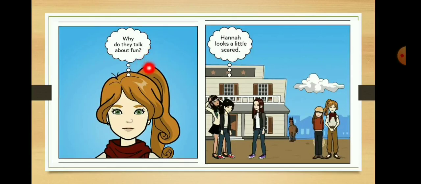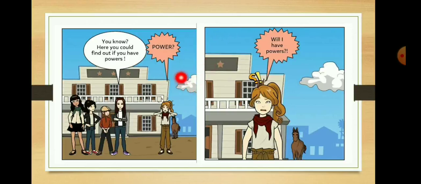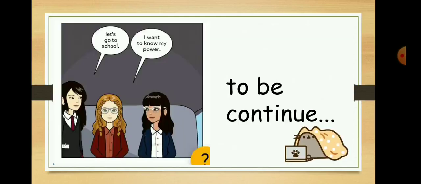Again, we see the speech bubble when someone is thinking something. Here it says, "Why do they talk about fun?" And then it says, "Hannah looks a little scared." And this is a new type of speech bubble. It is used to make an exclamation or when someone is screaming, for example, "Power, and will I have powers?" It has an interrogation and an exclamation. Then the story continues.